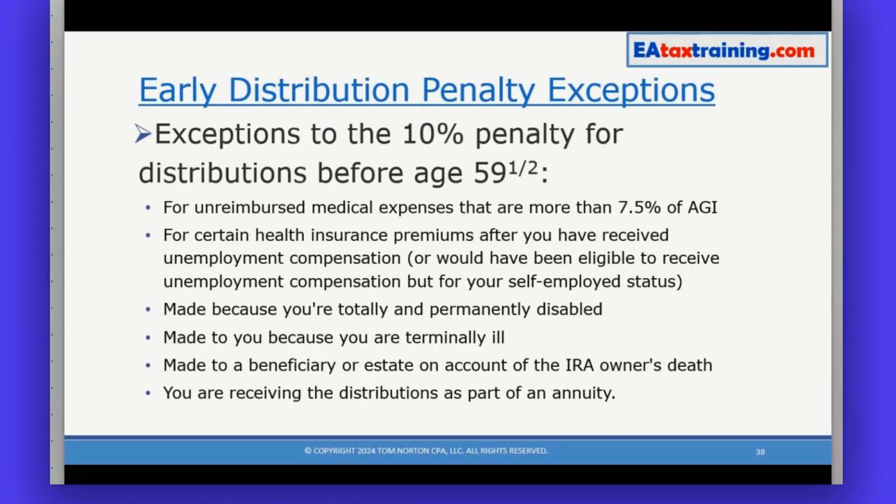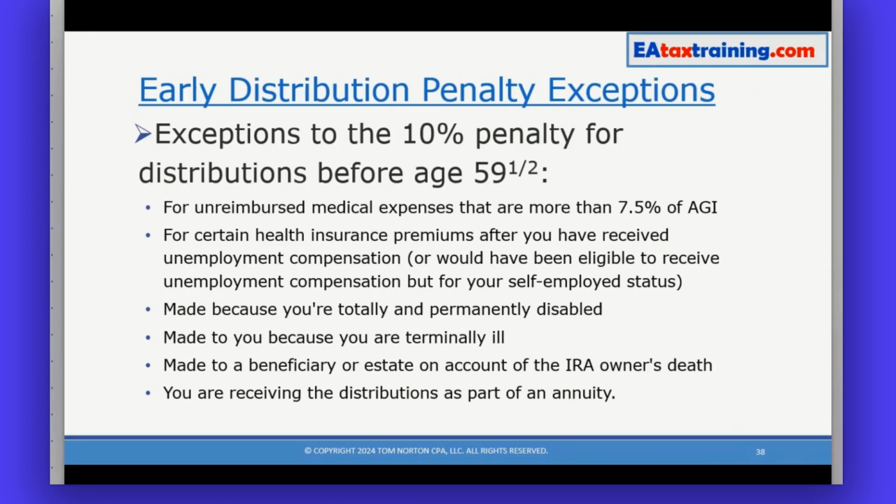The next 2 slides are the exceptions to the 10% penalty for distributions before age 59 and a half. Now, it's important to understand these are exceptions only to the 10% penalty. If you owe any income tax on the distributions, then you're still going to pay the income tax. So if it's a traditional IRA and you take the money out before age 59 and a half, you still have to pay regular income tax on that amount. You just don't have to pay the 10% penalty if you meet one of these exceptions.